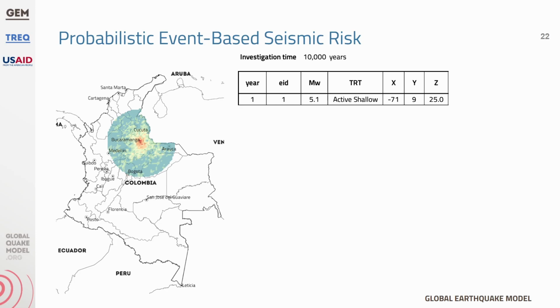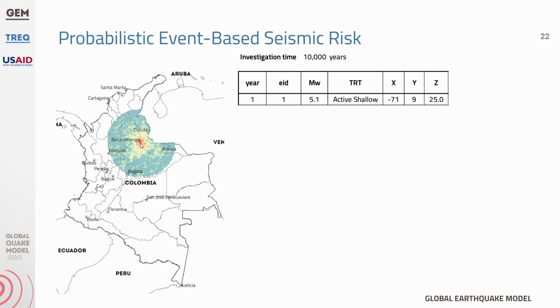So using the hazard model, the OpenQuake will randomly sample all possible events that will occur within that period of time. So for the first year, when we start this analysis, when our clock starts, an event, and let's call it event number 1, is sampled, okay? And it's an event with a magnitude 5.1 from an active shallow tectonic region type right here in this region of Colombia. We can see that it's occurring in the northeast.